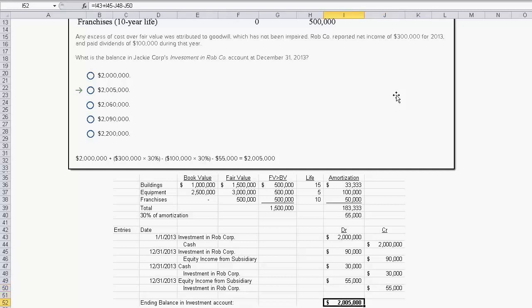So the ending balance is really the $2 million purchase price plus our share of the income less what we received in dividends from the subsidiary less the amount of the amortization. And when we put that all together, we get $2,005,000, and that's the balance in Jackie Corp's investment in Rob Company's account at the end of the year.